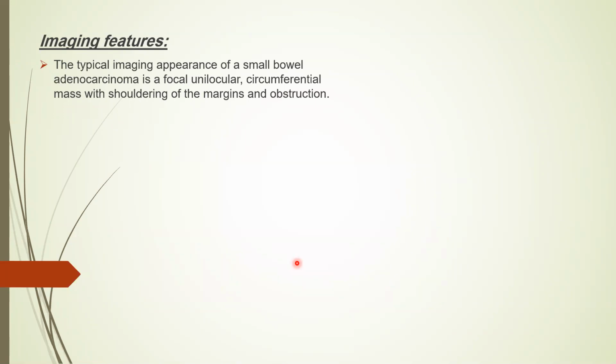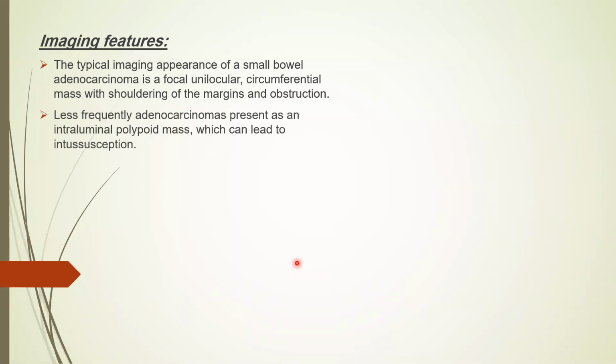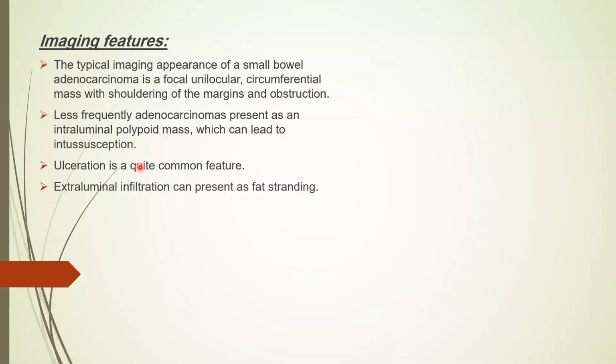The typical imaging appearance of small bowel adenocarcinoma is a focal, circumferential mass with shouldering and obstruction. Less frequently, it may present as an intraluminal polypoidal mass. Ulceration is also a common feature. Extraluminal infiltration may present with fat stranding.